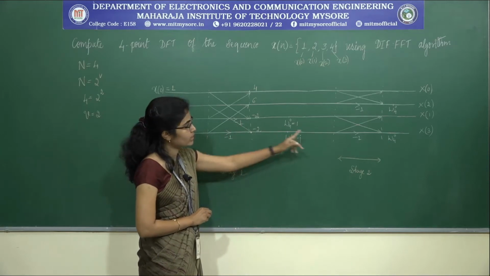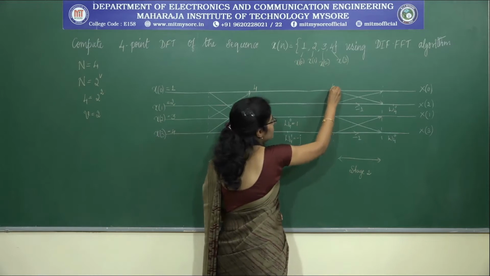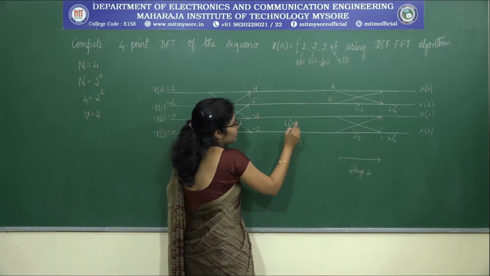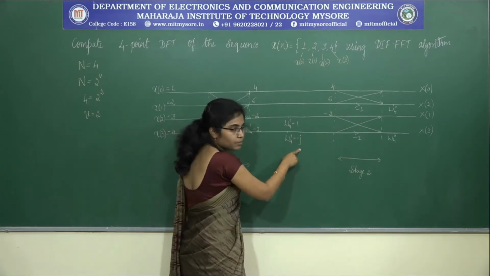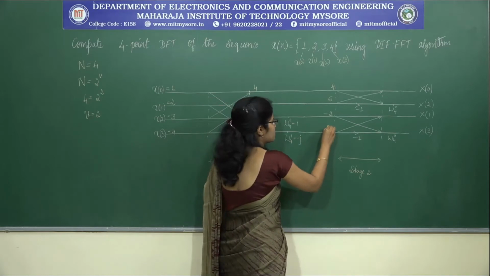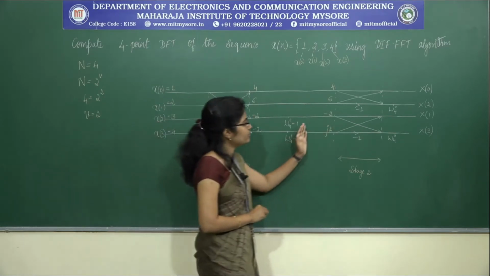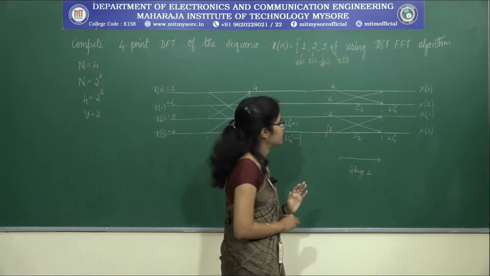Now, let us try to write the input to the second stage. So, 4 directly comes here, 6 directly comes here, minus 2 multiplied with minus 1 gives you minus 2, minus 2 multiplied with minus j gives us j2 plus j2. Now, we are ready with the input of the second stage. Let us try to find out the output of the second stage.